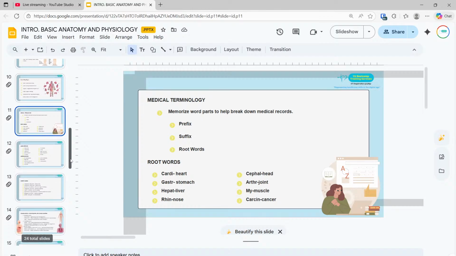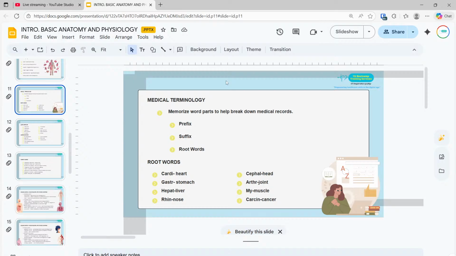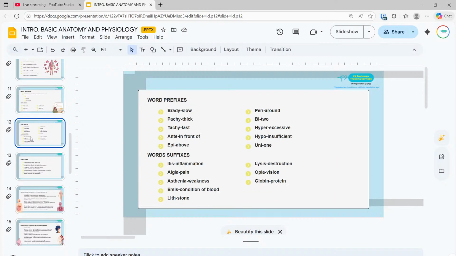All right, so we will discuss again the common medical terminology that is related to your anatomy and physiology. I believe we already discussed this, but I will just repeat it for the anatomy module. Okay, so as we have discussed before, we have prefix, suffix, and root words. Cardi means heart, gastro means stomach, hepa means liver, rhin means nose, cephal means head, arthr means joint, my means muscle, and carcin means cancer. So these are just good-to-know words.